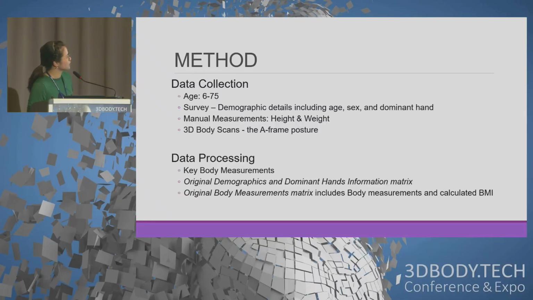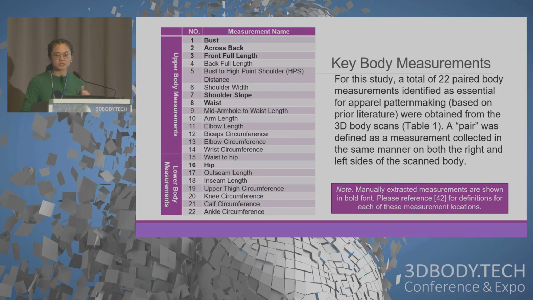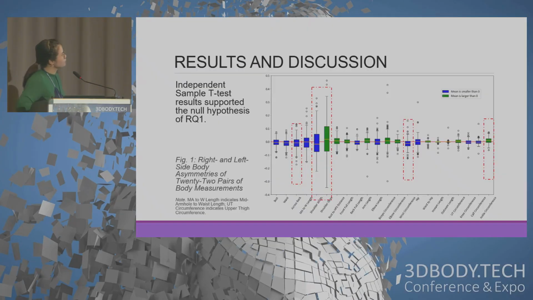Also, we collected 3D body scans. There were 4 different postures, but for this study, we're referring to the data extracted from the A pose. From the body scans, we can technically extract as many kinds of measurements as we need, but we first defined the key body measurements. Those are the 22 pairs of body measurements we considered key from the perspective of pattern making.